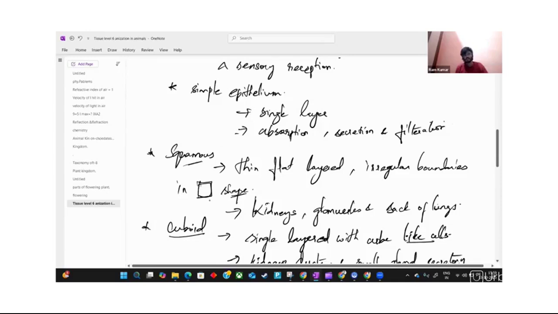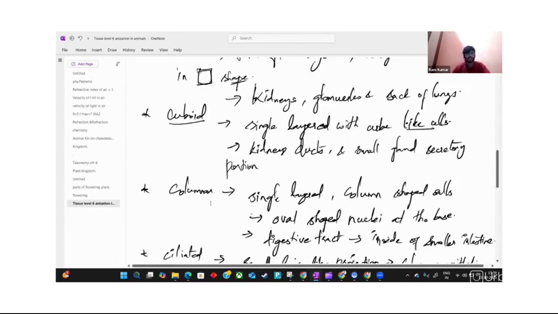Squamous epithelium is a thin, flat layer with irregular boundaries, which is why we call it squamous. It is found mainly in the kidneys, glomerulus, and air sacs of the lungs. Then cuboidal epithelium is a single layer of cube-like cells, which is why we call it cuboidal epithelium. It is predominantly found in the kidney, secretory ducts, and the secretory portion of small glands.